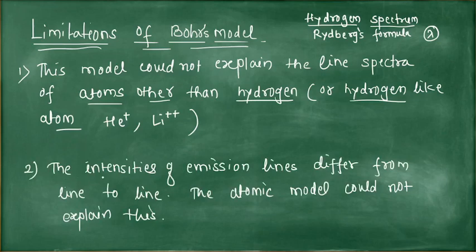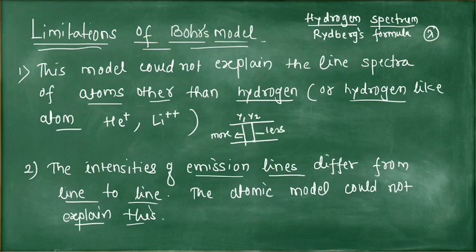The second limitation is the intensities of emission lines differ from line to line. The atomic model could not explain this also. Suppose, for example, there are two yellow lines in the spectrum, Y1 and Y2. One is of more intensity and another is of less intensity. So why is there a difference? This cannot be explained on the basis of Bohr's atomic model.